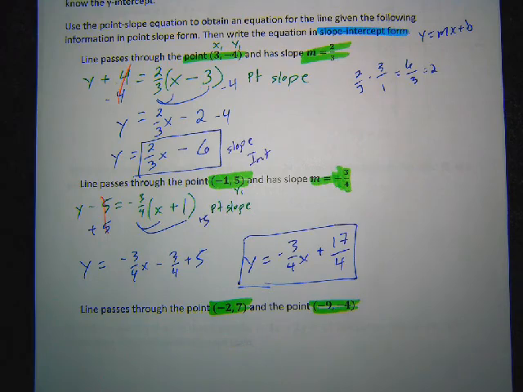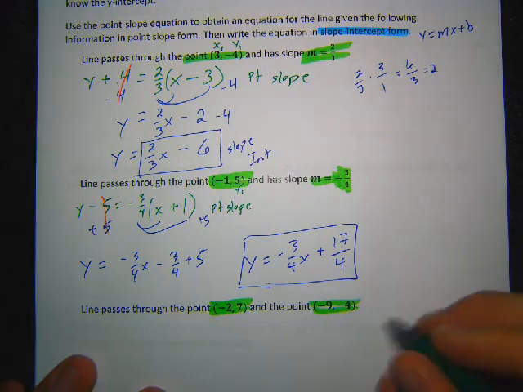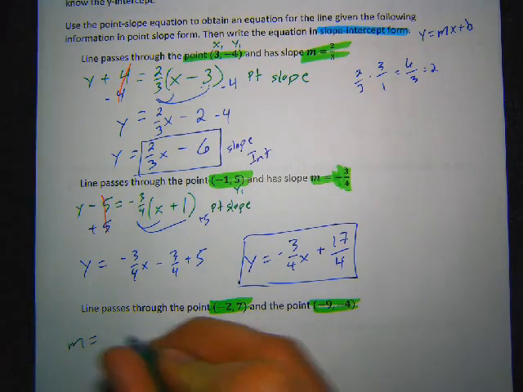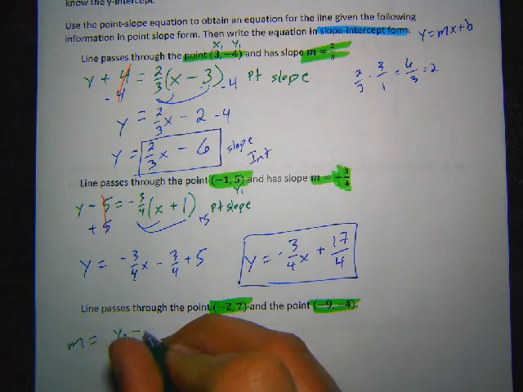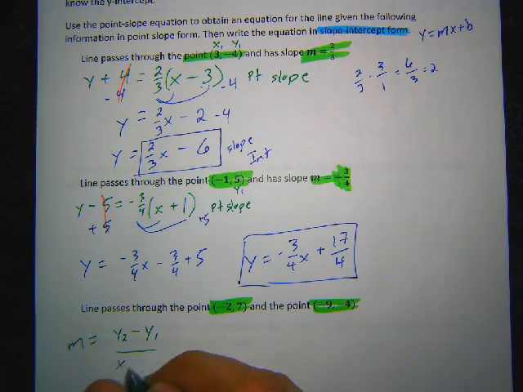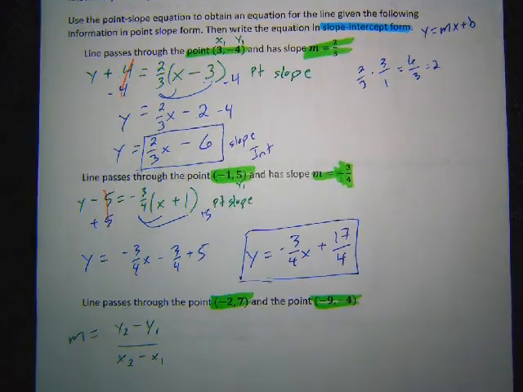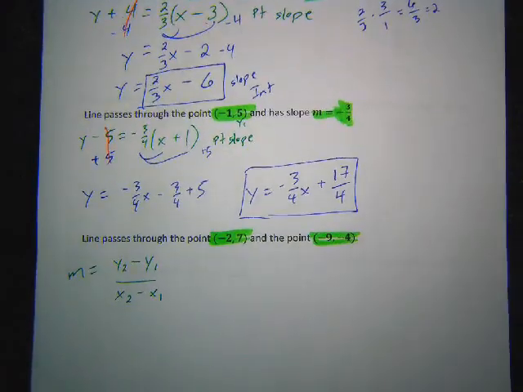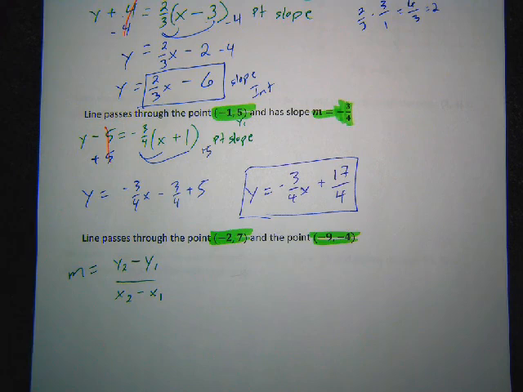Well, thankfully, we have the slope formula. Remember the slope formula? It says that m, the slope, is equal to y2 minus y1 over x2 minus x1. So we can actually find the slope ourselves. That's the big trick here. If they ever give you 2 points and don't give you the slope, that's not a big deal. You have a formula for finding slope.